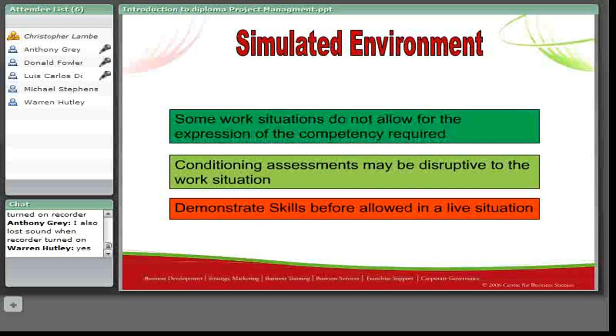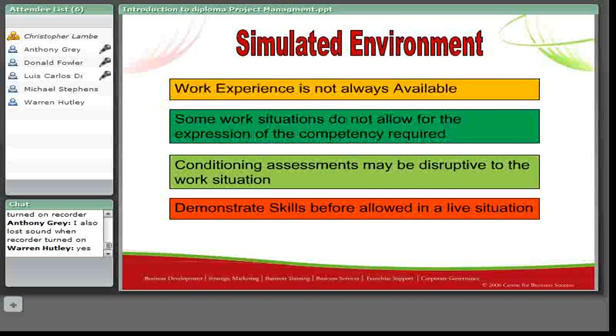We're also doing some work in situations where you cannot express that competency that's required. If you're doing RPL, in certain areas, we will ask for third-party assessment so that we can make sure that your work is obviously authentic. So that's the simulated environment that I was talking about.